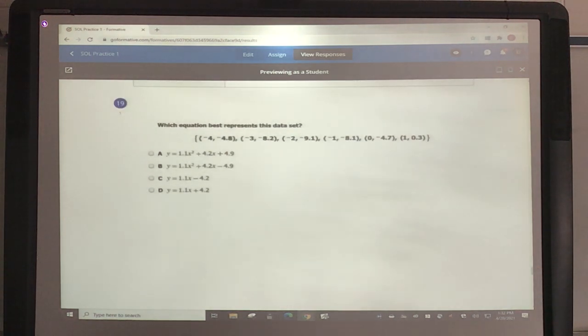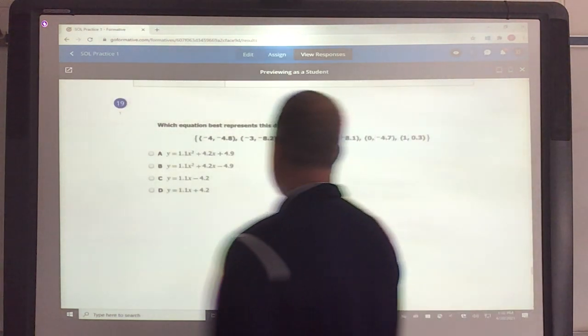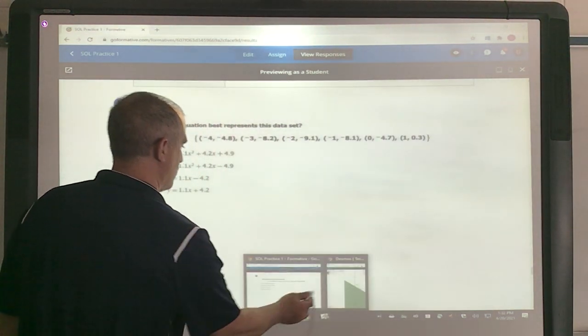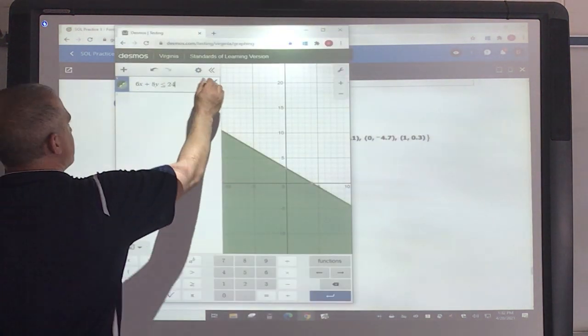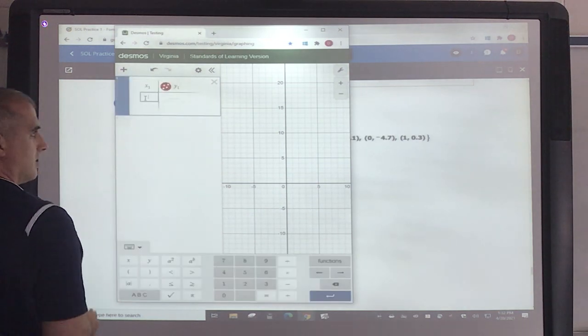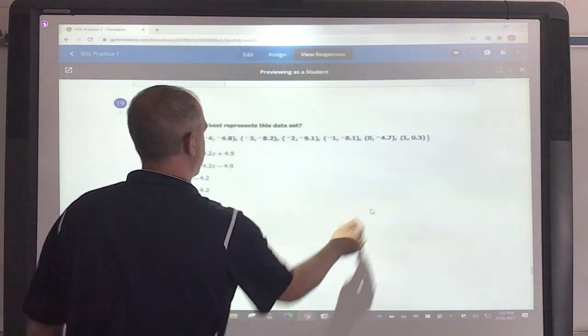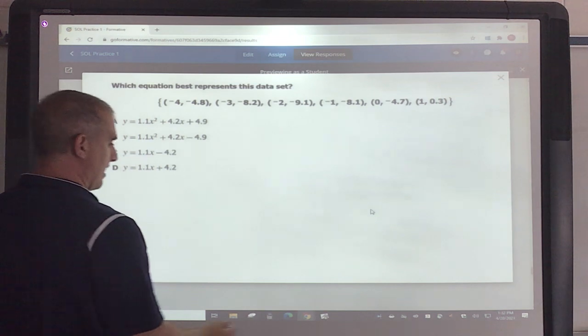All right, which equation best represents the data? Now, what you should do, go ahead and make a table. Make a table. That's going to be negative 4, negative 4.8.